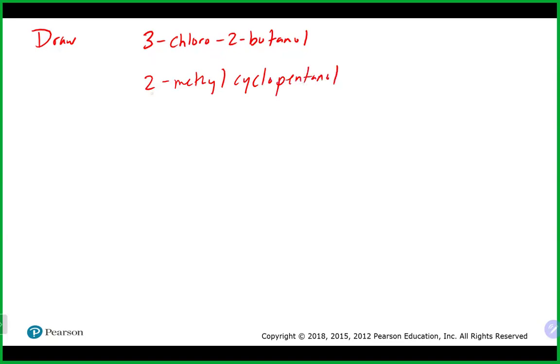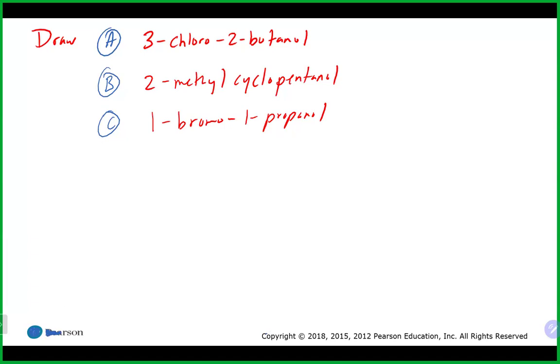And let's do 1-bromo-1-propanol. All right, so draw those up. All right, let's take a look, see how you're doing.